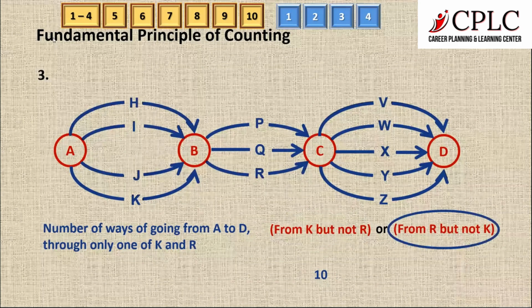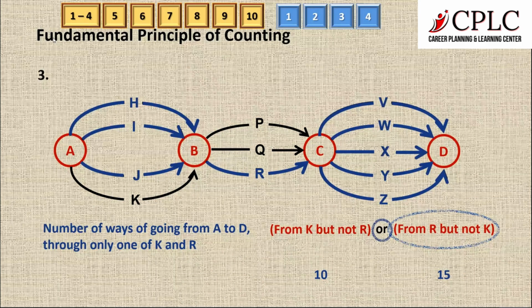From R but not K, so not K, that means A to B, there are three, B to C, there is one, C to D, there is five. That's 15. Total of this, 10 plus 15, as there's an OR, so it is going to be 25 ways.